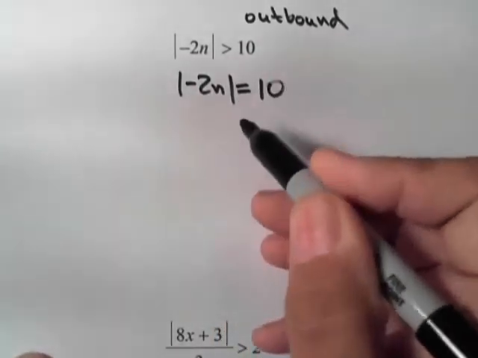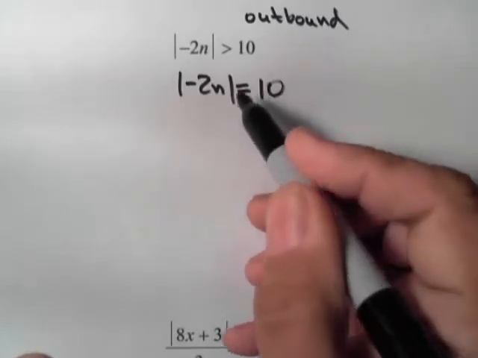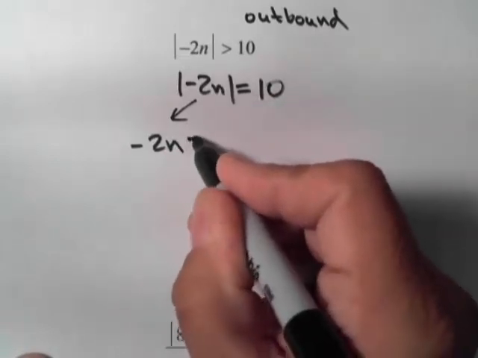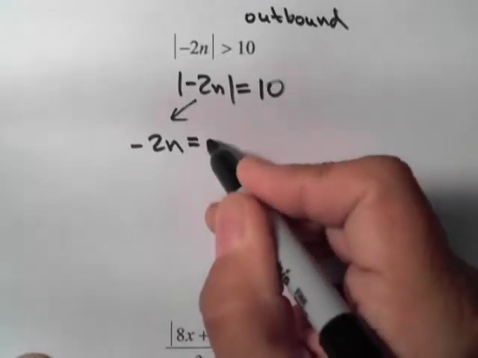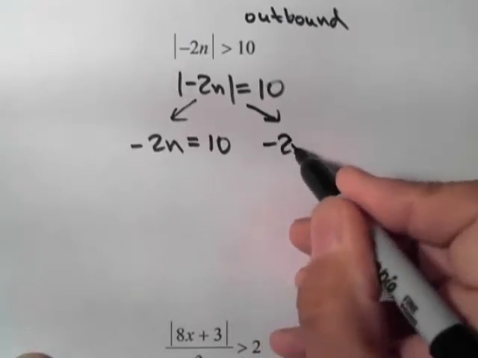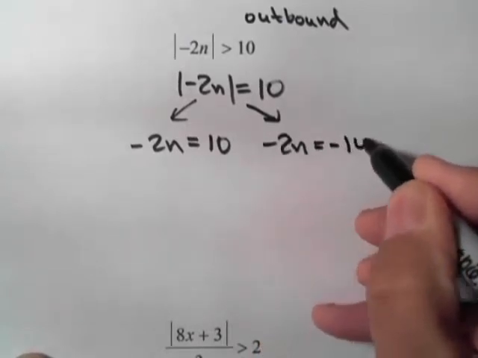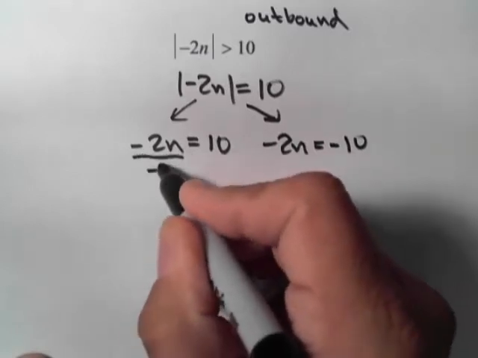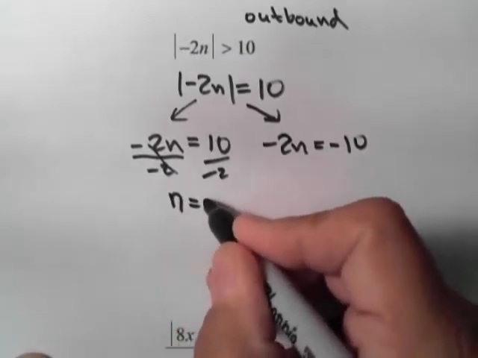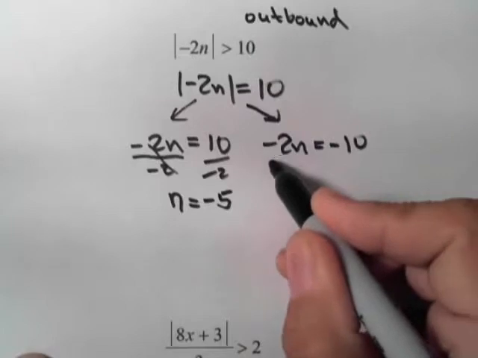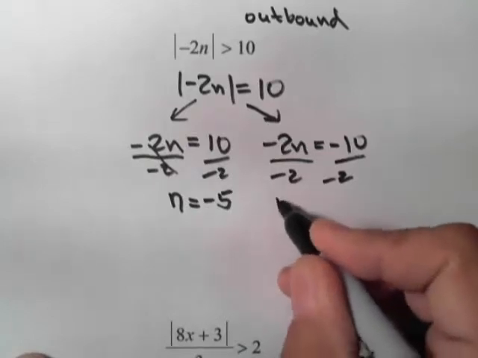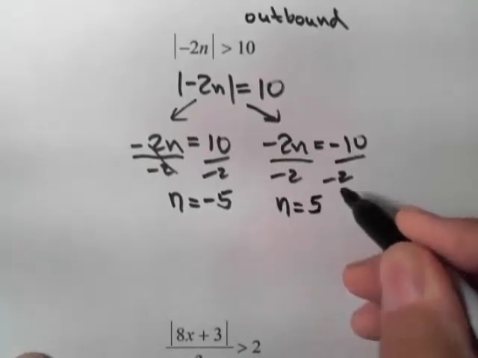So here it is. Now, how do we solve this? Just like we did previously. We take what's inside here, negative 2n, and set it equal to the positive of this, so there it is, plus 10. And we also take what's inside, negative 2n, and set it equal to the negative of it. Well, solve this. Divide both sides by negative 2, and I get n equals negative 5. And divide both sides by negative 2 here, and it looks like I get n equals positive 5.